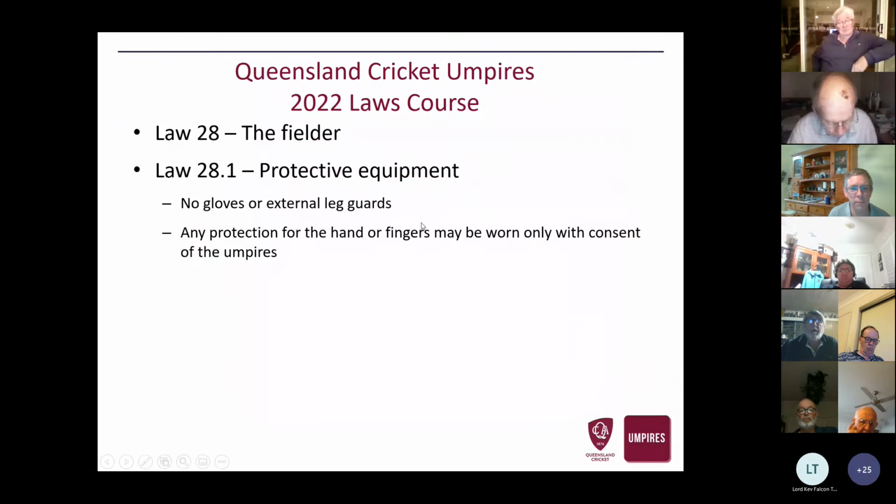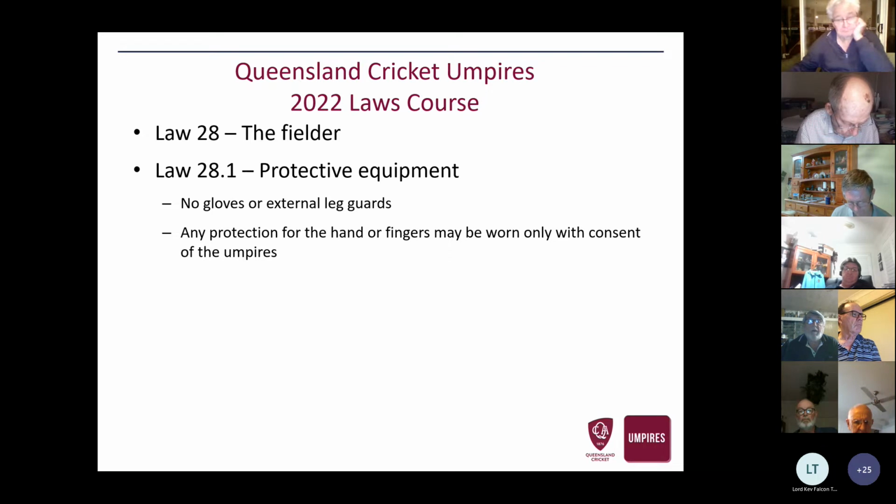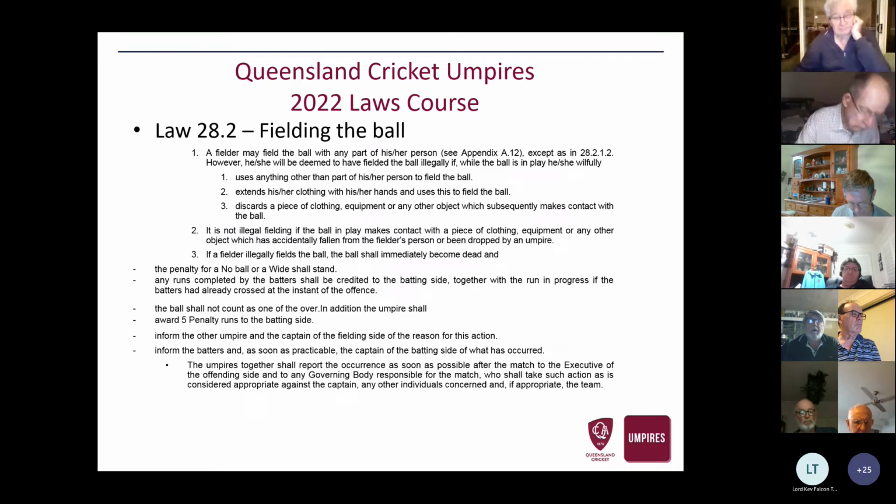Now, the last law for the night is Law 28, just around fielders. So 28.1, the keeper, or Law 27 that talks to the keeper, allows for gloves and external leg guards. Law 28 says the fielder can't have that. And any protection for hands or fingers may be worn only with the consent of the umpires.